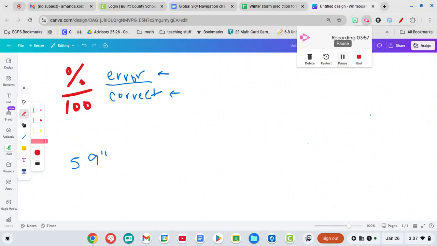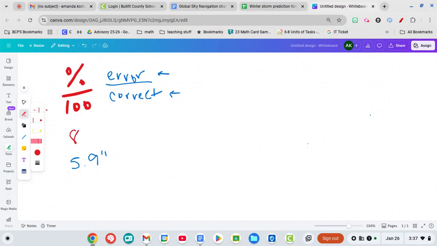Mr. Tingle's guess was 8.25 inches. So remember, the first step is to find out how much error there was. So we will do some subtraction. And we'll do 8.25 minus 5.9. So his total amount of error was 2.6. His guess was 2 6/10 of an inch off from the actual snowfall.